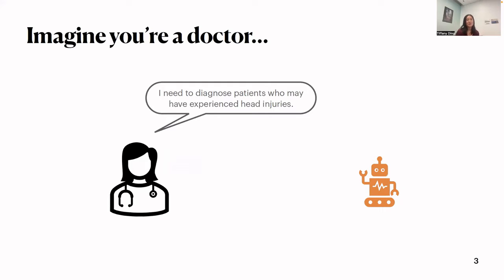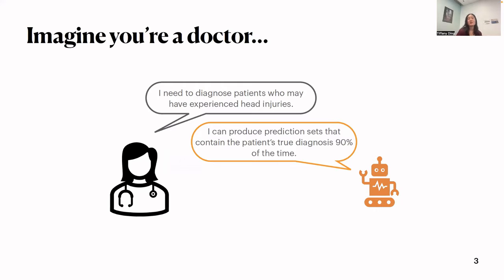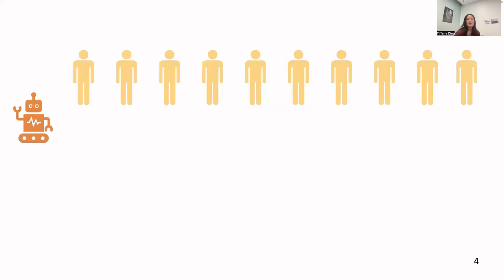Let's say you're a doctor and you want to diagnose patients who may have experienced head injuries. And you have an ML algorithm that says, I can produce prediction sets that contain the patient's true diagnosis 90% of the time. So that sounds pretty great. So you decide to give it a try. So here are some patients.